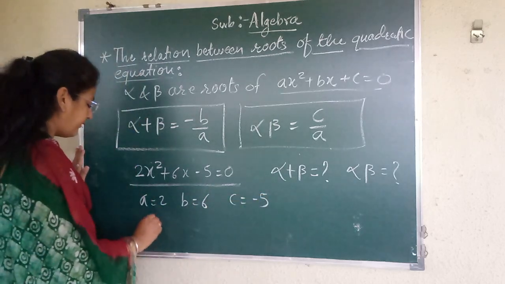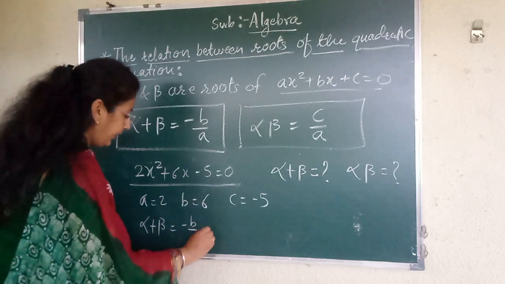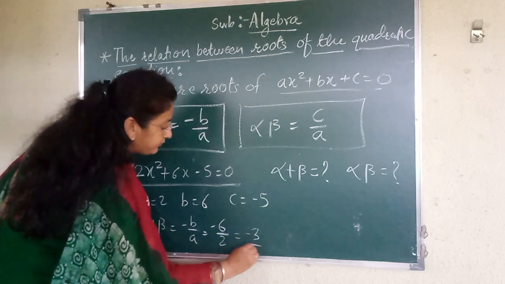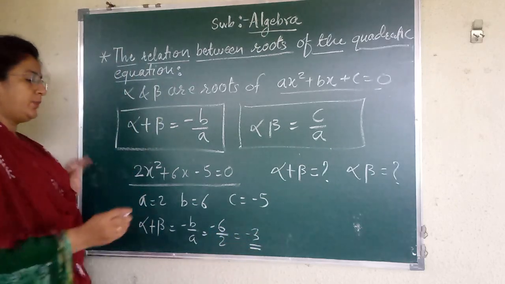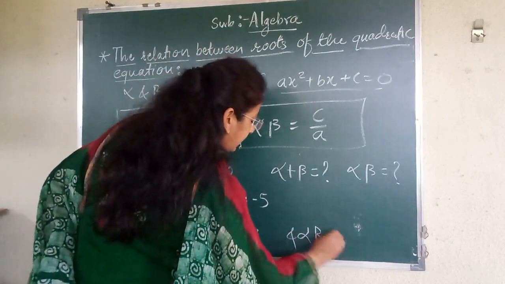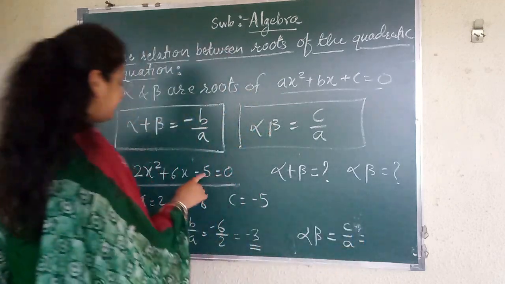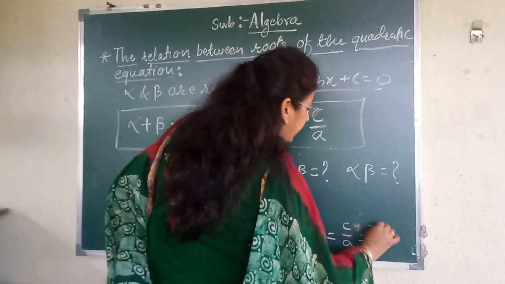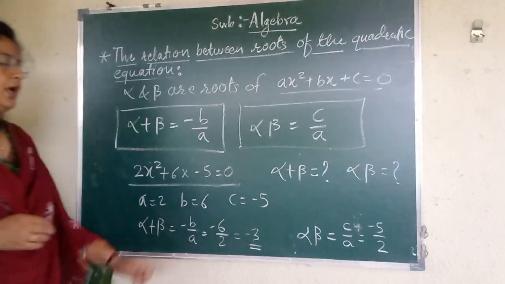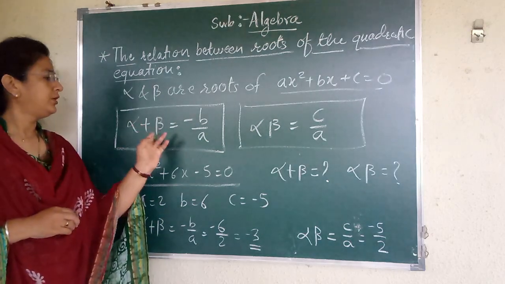Now easily we can find alpha plus beta is equal to negative b upon a, that is negative 6 upon 2, which is negative 3. And alpha into beta is equal to c upon a. Here c is negative 5 and a is equal to 2. So alpha into beta is negative 5 upon 2. Easily we can find it by this relation.